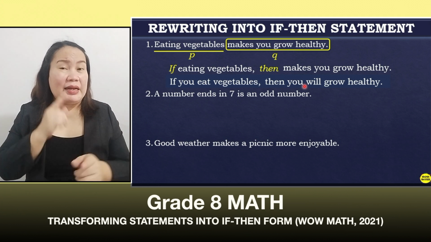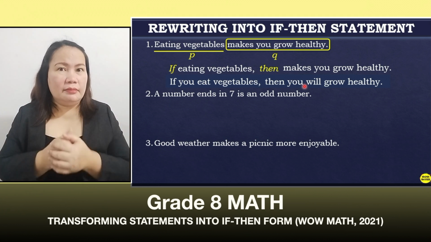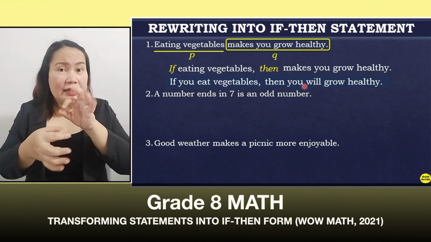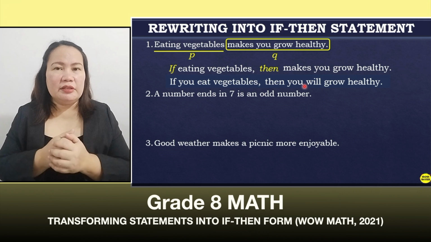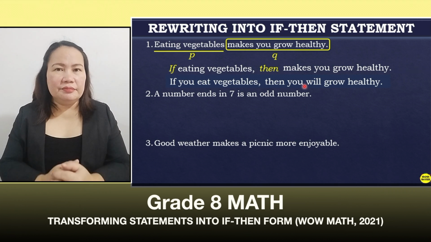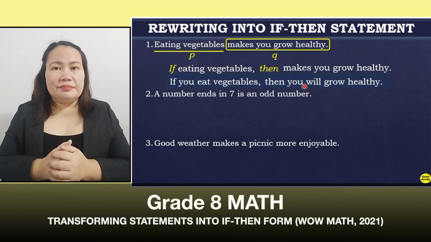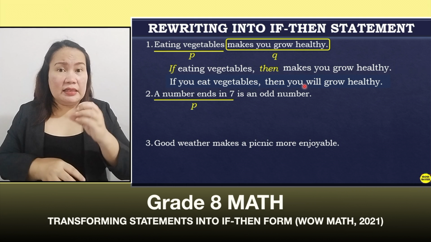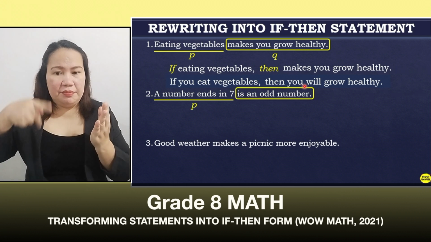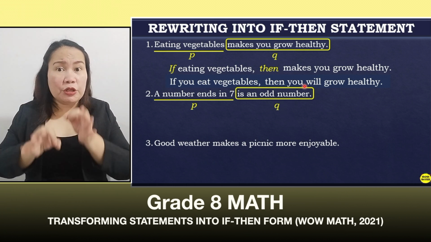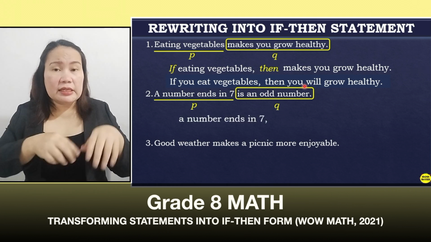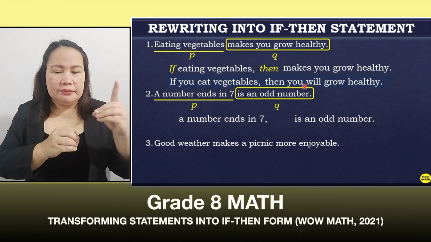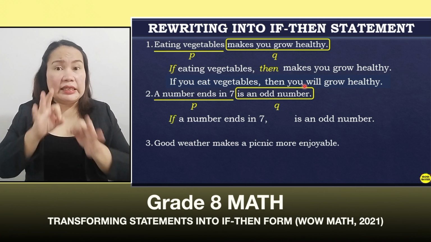Okay, yung ating sentence when we are rewriting the given statement into if-then form, make sure to write your statement ng maayos. Okay? Next, a number ends in 7 is an odd number. So, a number ends in 7, this is your hypothesis, that is your P. And then, is an odd number, this is your Q, your conclusion. So, na-identify na natin ang hypothesis at yung ating conclusion. Maglalagay tayo ng if and then.